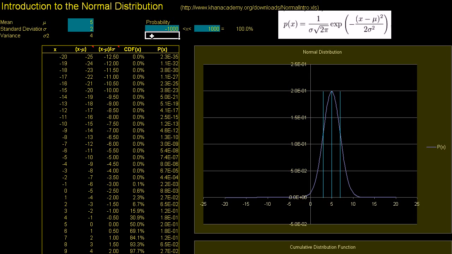And so to actually calculate this, what I do is I take the cumulative distribution function of this point, and I subtract from that the cumulative distribution function of that point. And that's where I got this 100% from.